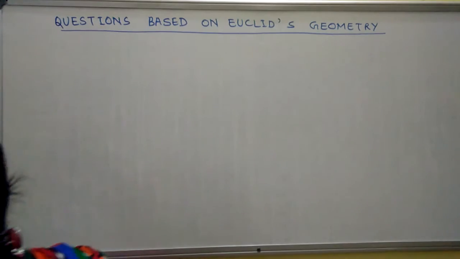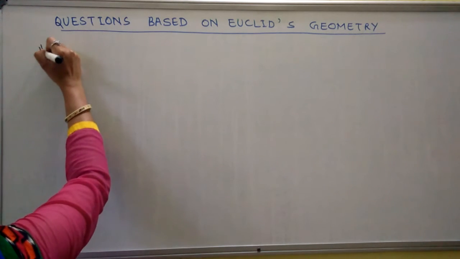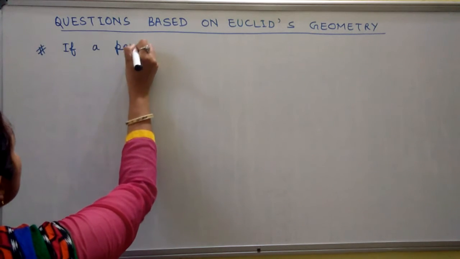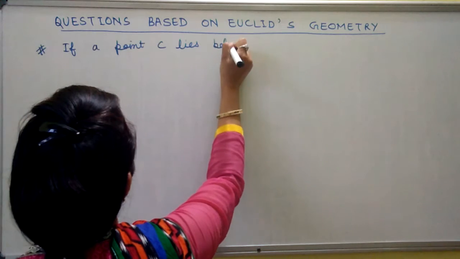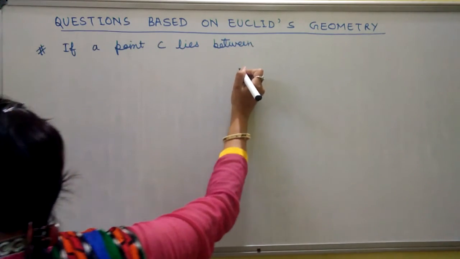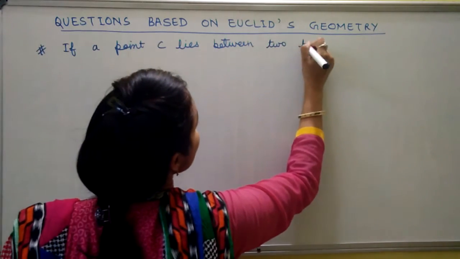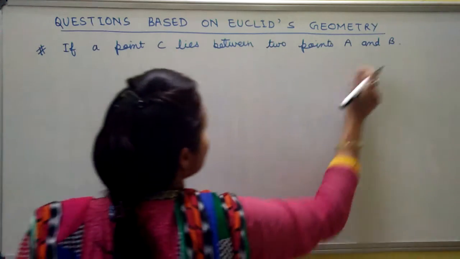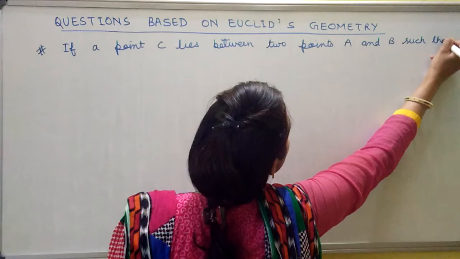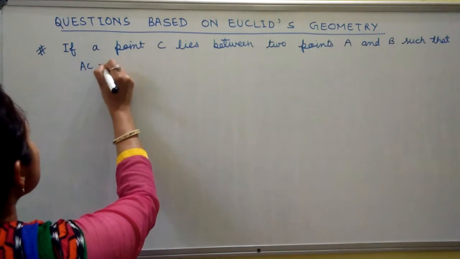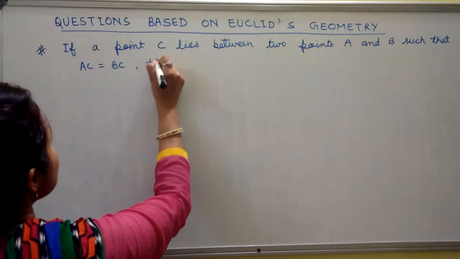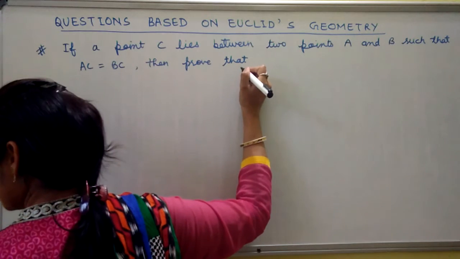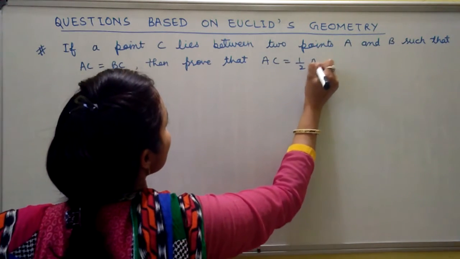Come to the first question. First question of NCERT: If a point C lies between two points A and B, such that AC equals BC, then prove that AC equals half of AB. So this is the first question.